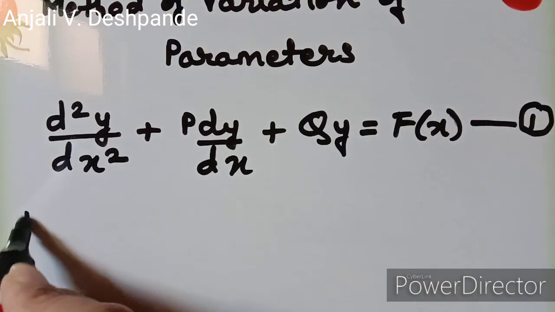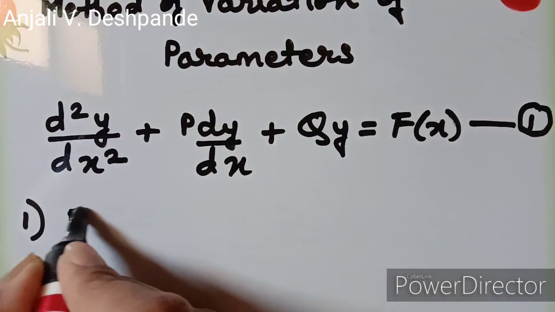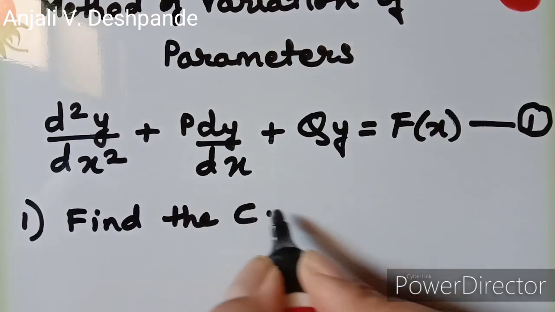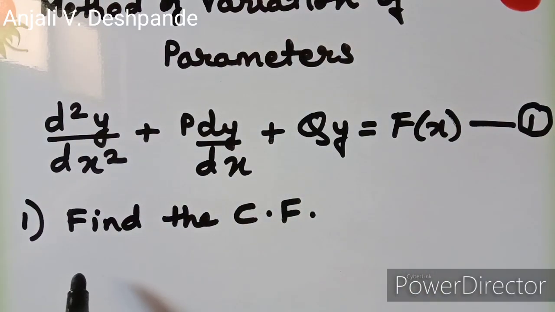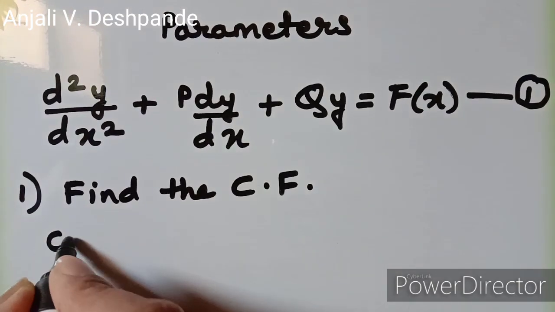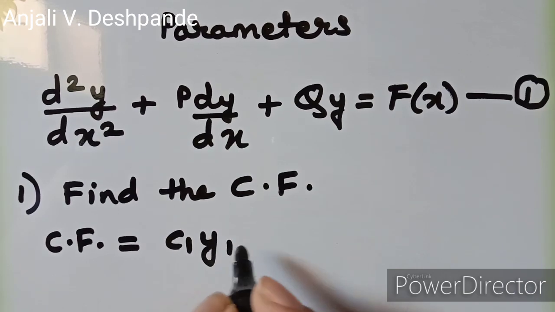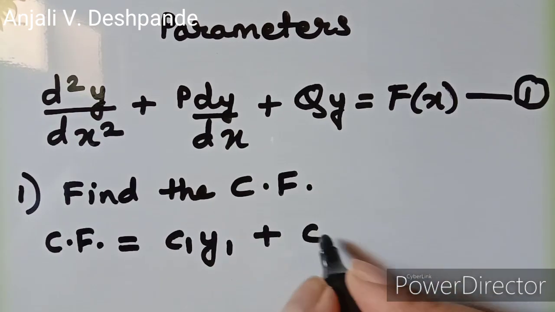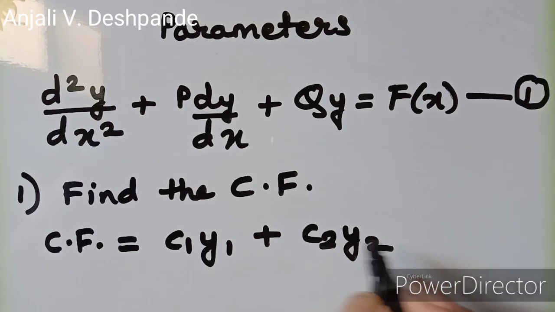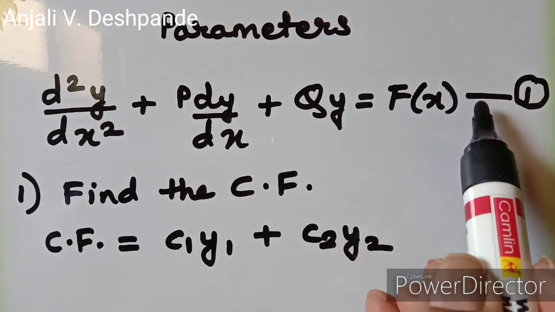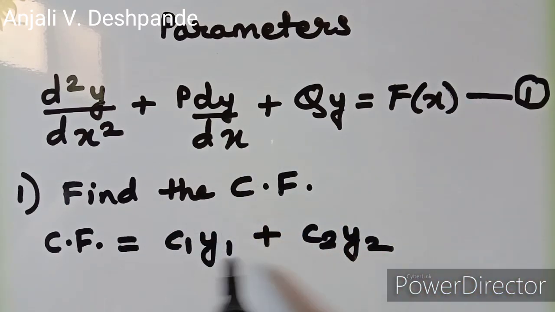Now in the first step, as usual, we are going to find the complementary function, that is, we are going to find the CF, and we are going to write this CF in this form: C1 y1 plus C2 y2, where y1 and y2 are two linearly independent solutions of this equation 1. So the first step is you have to find the CF in the usual way.